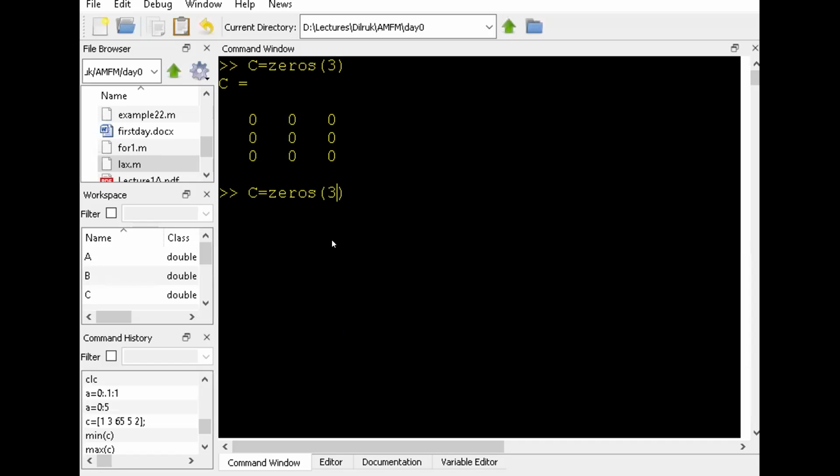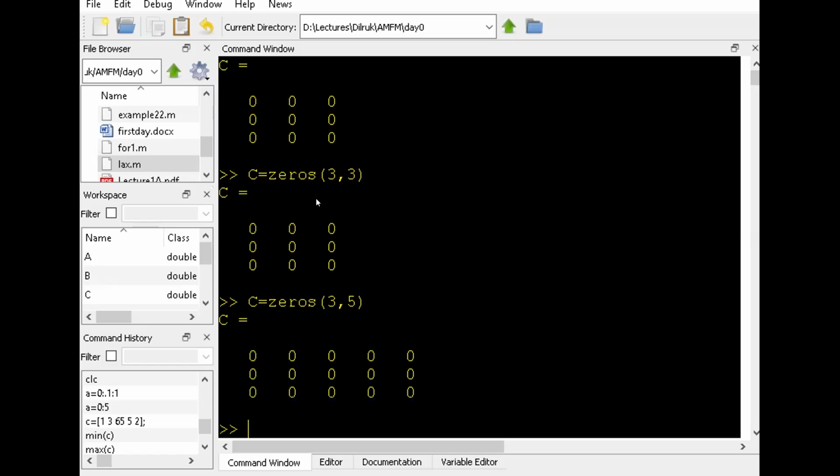Or you can do like this if you like: number of rows 3, number of columns 3, in this way. Or if it is not a square matrix, you can change the dimension as you want, right?